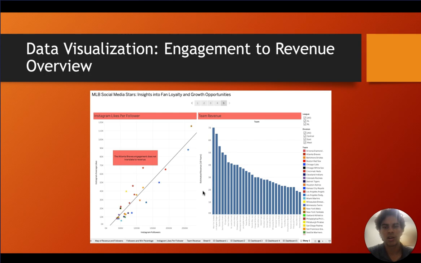And then here we see our engagement to revenue overview. So on the left, we'll see the scatter plot of average Instagram likes per post versus the amount of Instagram followers, which we're showing the amount of engagement each specific team is getting with their individual posts. And that's really important to see how engaged the fans are. Make sure we're not just posting and people aren't actually seeing it and engaging with it and taking in the media.